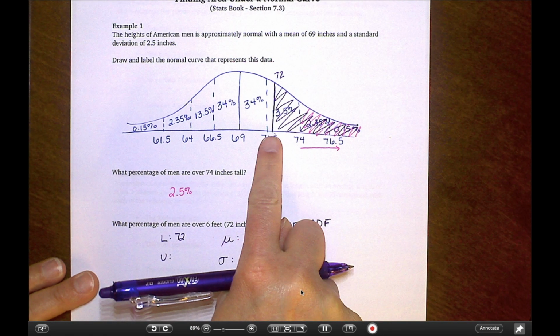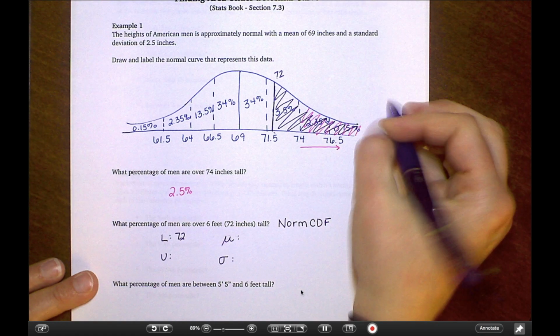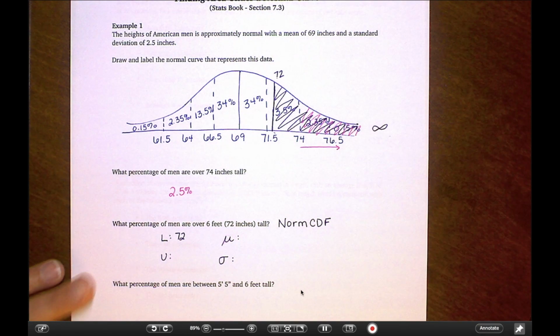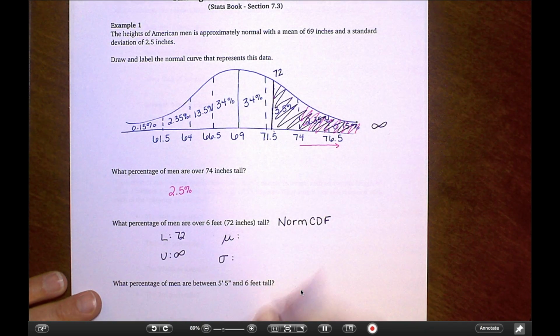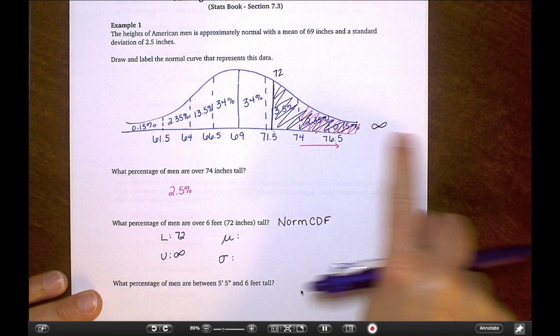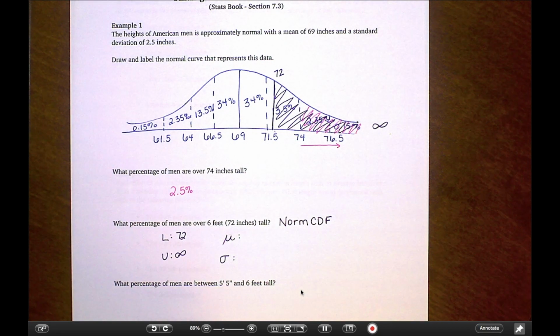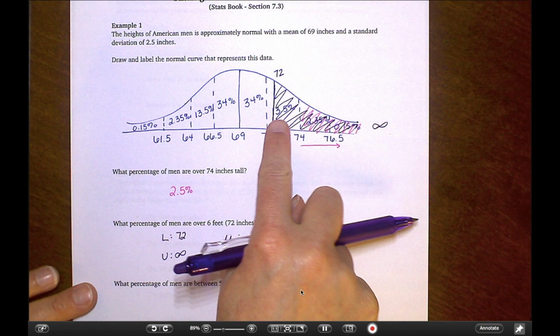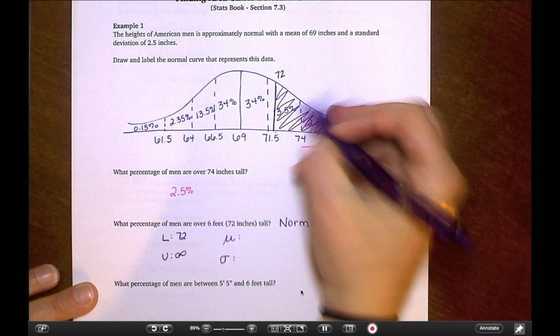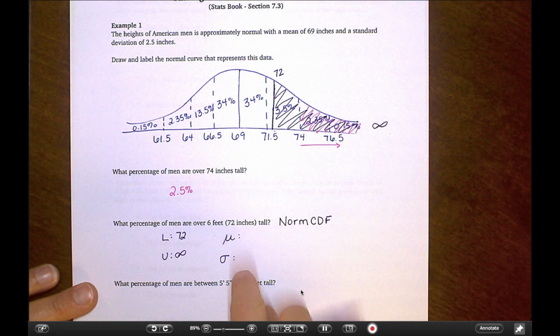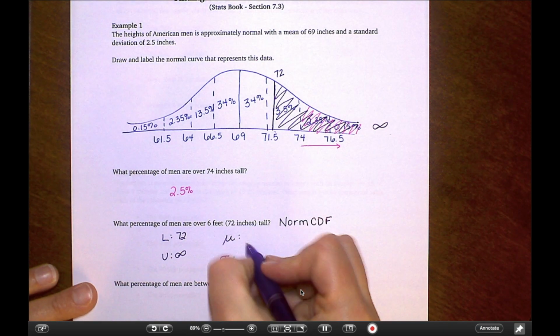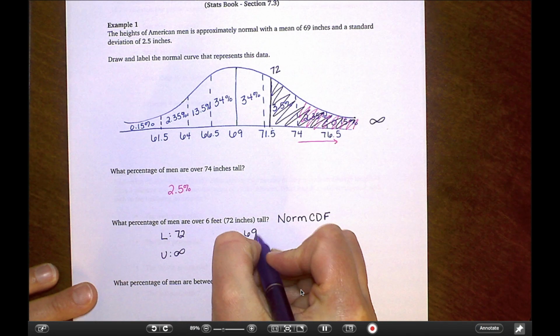Okay, so the lower bound of our region that we're looking for the area for is 72 inches. Now, if we want everything above 72 inches, really our upper bound is infinity. Okay, so I'm going to put that down, but then we're going to talk about how we're going to enter that into our calculator. Even if this person is way above 72 inches, we want them included, right? So we want to go from 72 out to infinity. We want to know what percentage of men fall into that category. Mean and standard deviation were given in the problem, right? So 69 and 2.5.